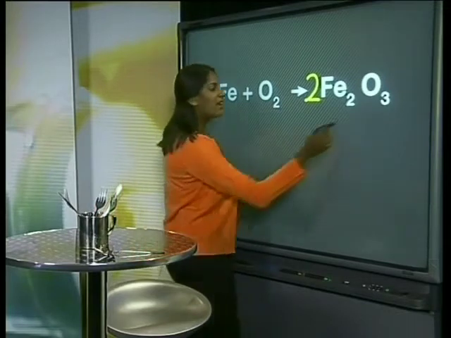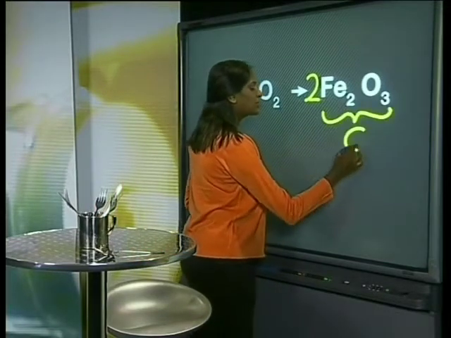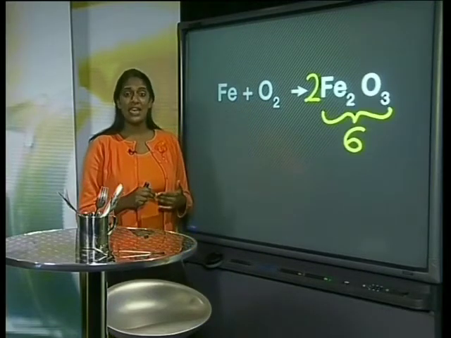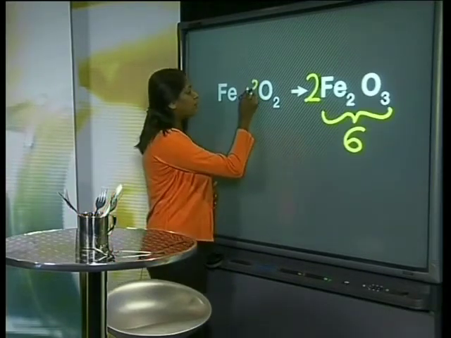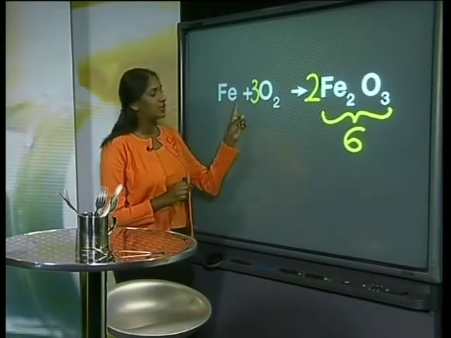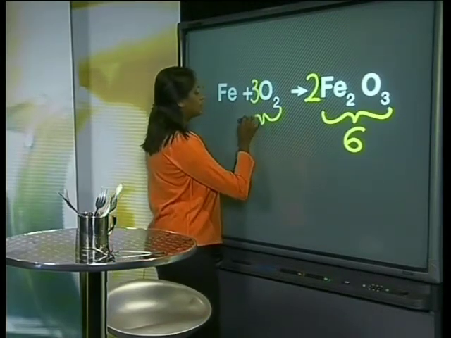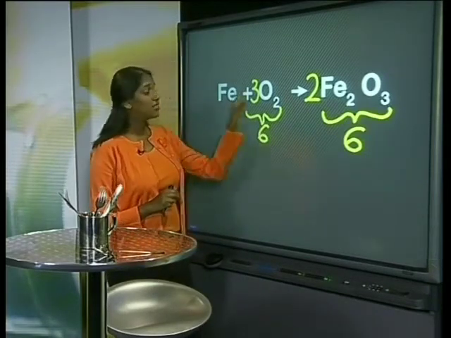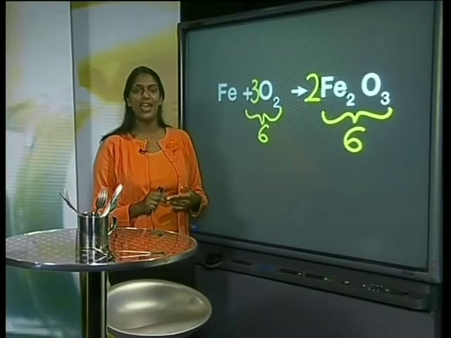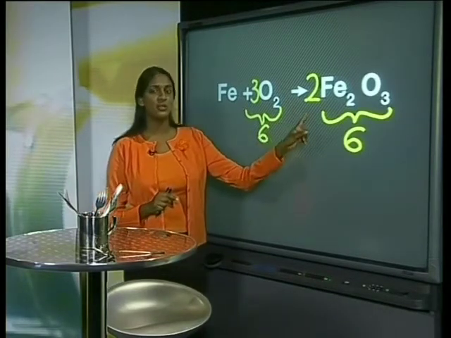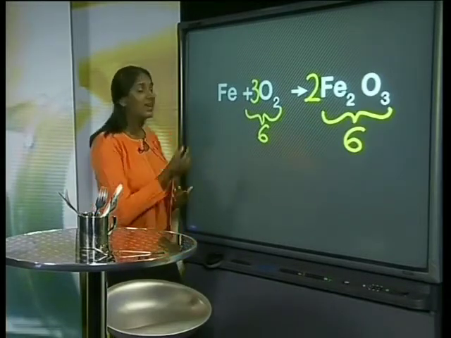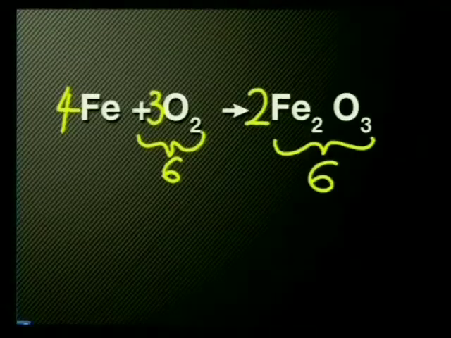This means I have 6 oxygen atoms on the right and only 2 on the left. To balance this, I write in a 3 in front of the O2, since 3 times 2 is also 6. Now, finally, I need to balance the iron. This is easy. I have 4 atoms, 2 times 2 on the right and only 1 on the left. I write in a 4 in front of the Fe and the equation is balanced.